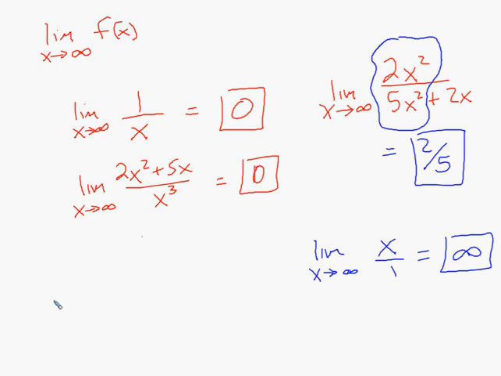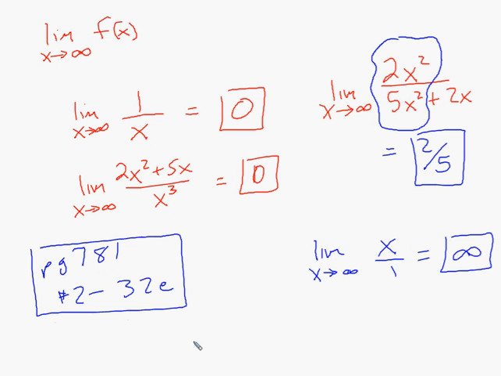So basically, I have now gone over the information that's on page 781. So your assignment is going to be page 781, numbers 2 to 32 even. But we'll go ahead and do some examples from that page anyway.